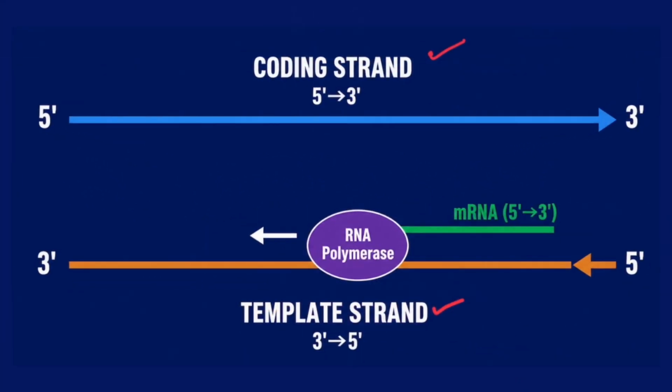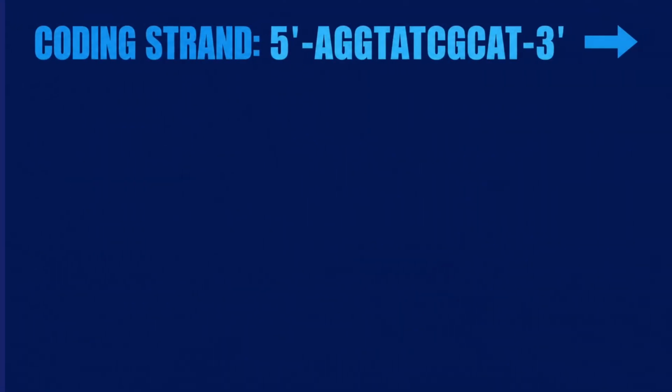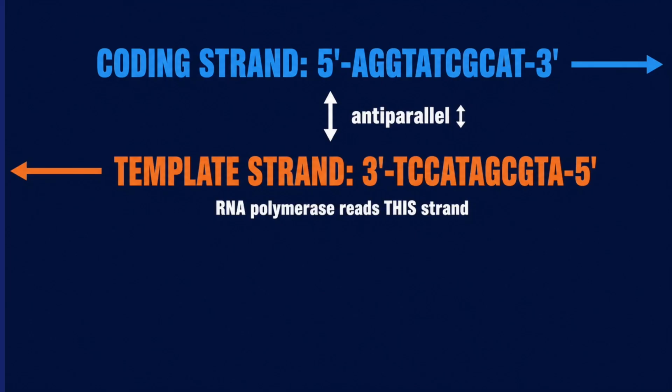During transcription, an enzyme called RNA polymerase comes and reads the DNA. And this is the key point. RNA polymerase reads the template strand, not the coding strand. Let's build everything clearly. Coding strand is given. Now let's write the template strand. It will be complementary to the coding strand and antiparallel. So this is the strand that RNA polymerase actually reads.